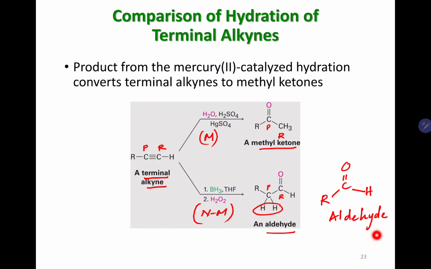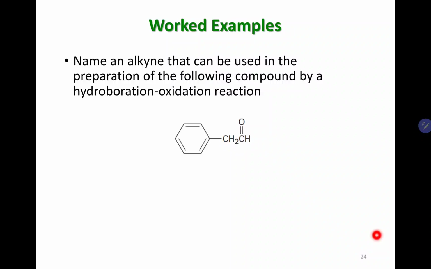All right, I think I have a worked example in the next slide, so you might want to pause the video and see if you could do this one. Here I want you to figure out the alkyne that will be used for the preparation of this aldehyde. If you are getting an aldehyde as the product after hydration, that hydration should have gone through hydroboration, which means you're using BH3 and H2O2 in basic medium.